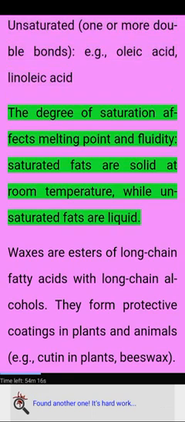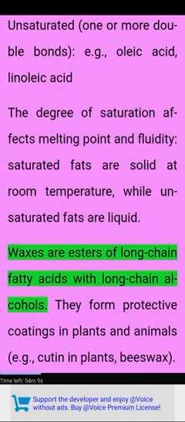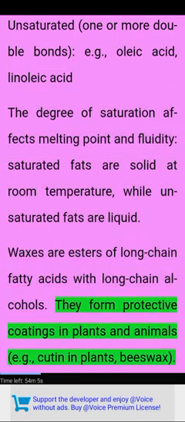The degree of saturation affects melting point and fluidity. Saturated fats are solid at room temperature, while unsaturated fats are liquid. Waxes are esters of long-chain fatty acids with long-chain alcohols. They form protective coatings in plants and animals, e.g., cutin in plants, beeswax.